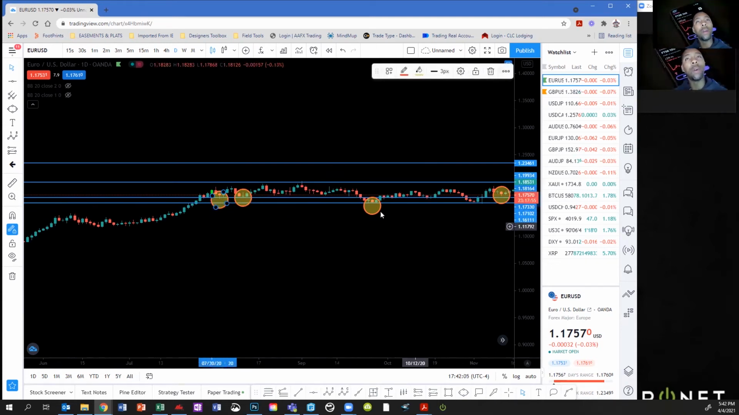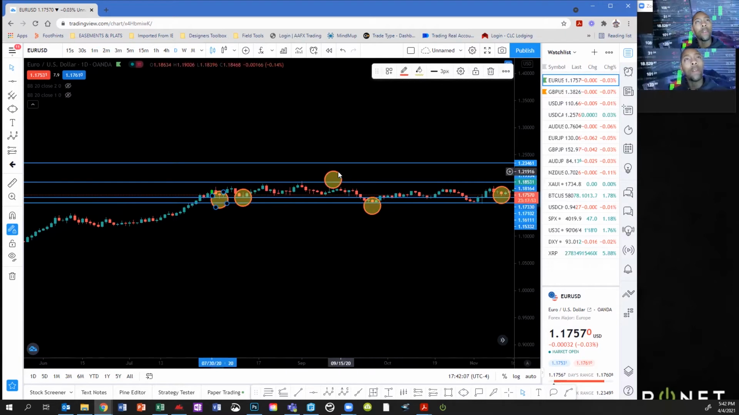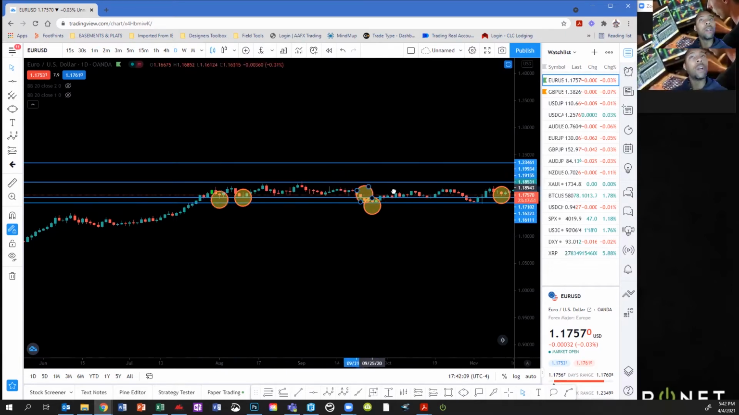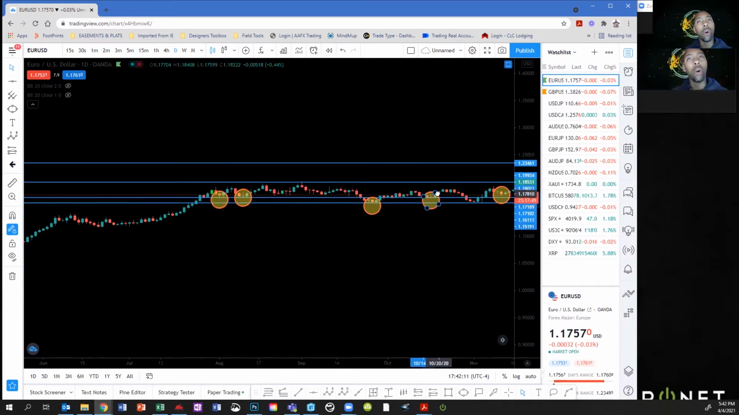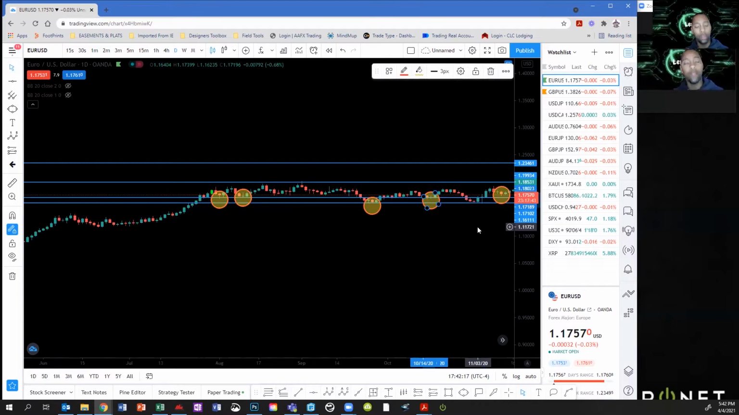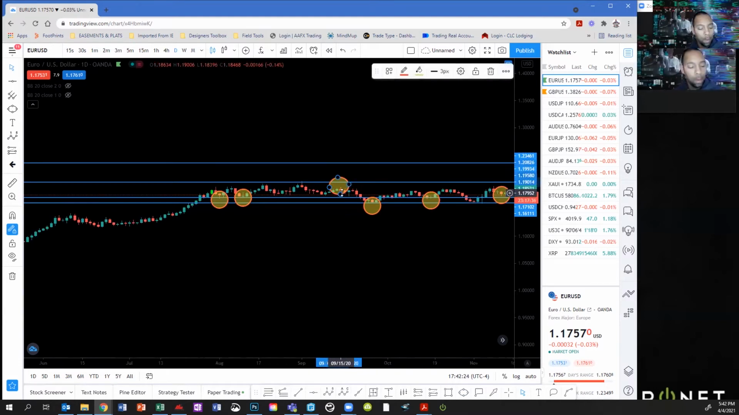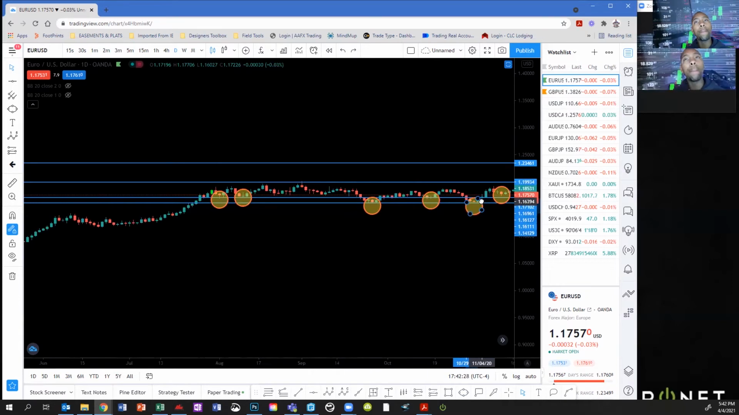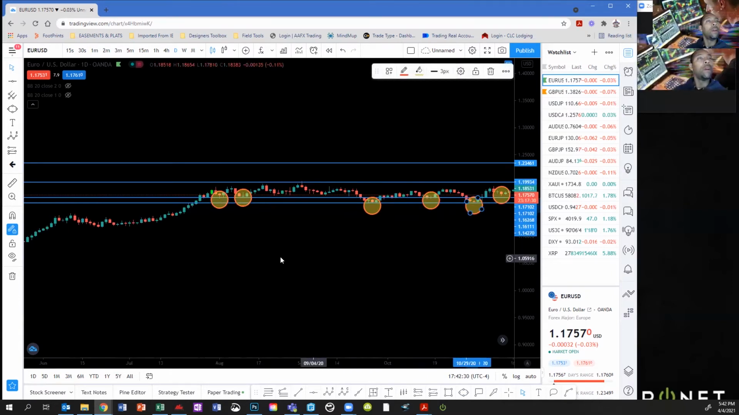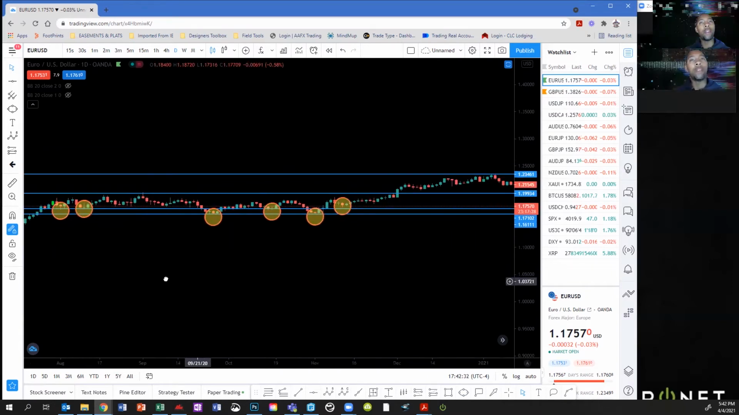All right, so this is definitely a strong level, or a strong zone, I should say, that we need to pay attention to. Oops. Undo, there we go. Okay. So definitely a zone we need to pay attention to.